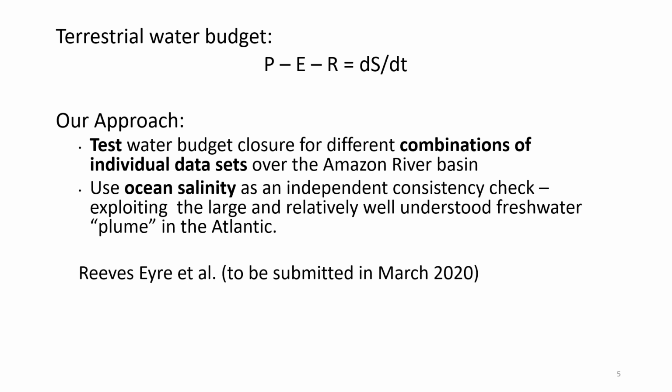Our approach here is to test the water budget closure for different combinations of individual data sets over the Amazon River basin. So instead of testing individual variables, we test the combinations of individual data sets. Furthermore, because we work on the interface processes in the Earth system, instead of just focusing on the terrestrial side of the water cycle, we also use ocean salinity, innovatively, as an independent consistency check of our results.